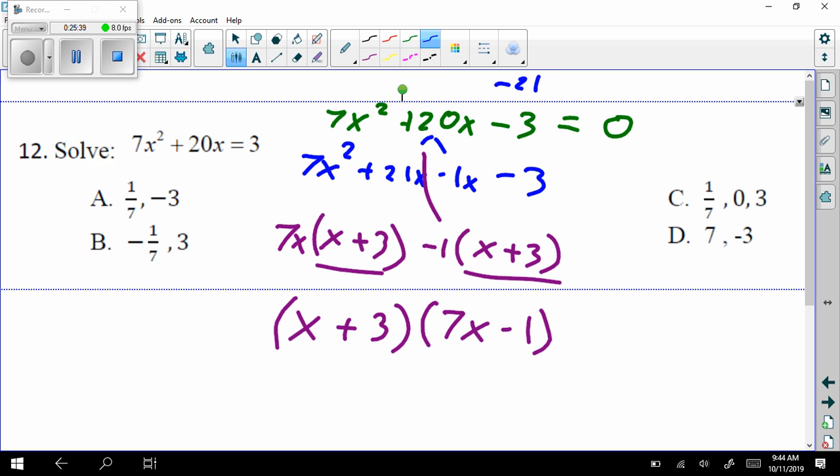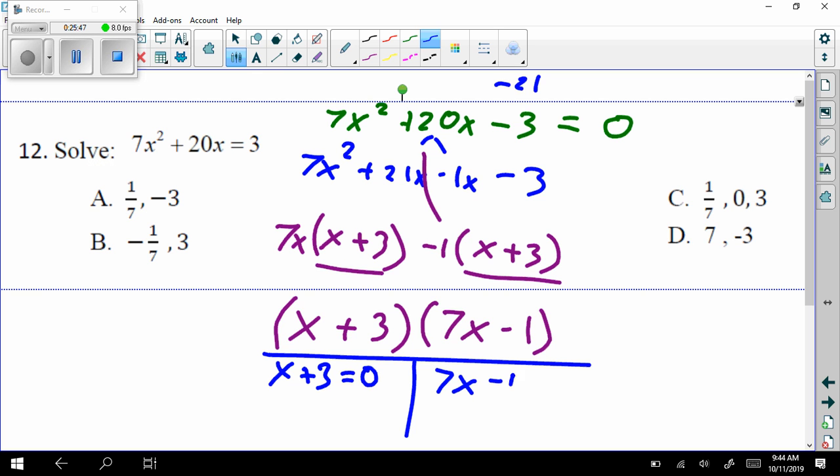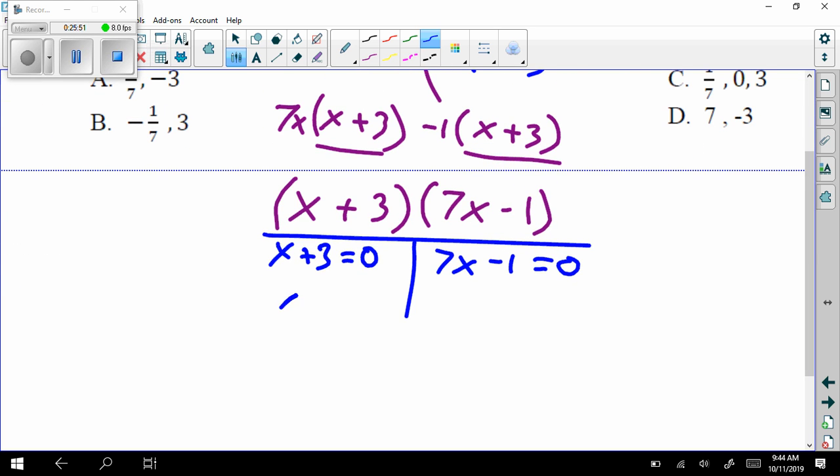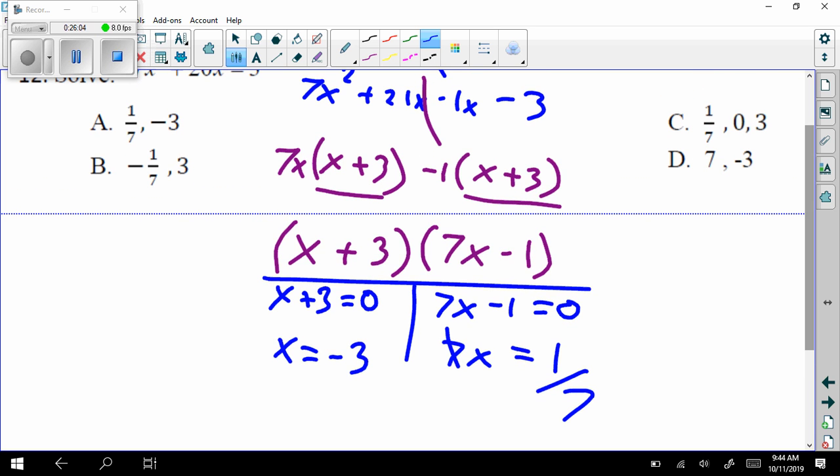And then to get our solutions, we solve each of these. So we get x plus 3 equals 0, and 7x minus 1 equals 0. Divide by 7. You get x equals positive 1/7 and negative 3, which is A.